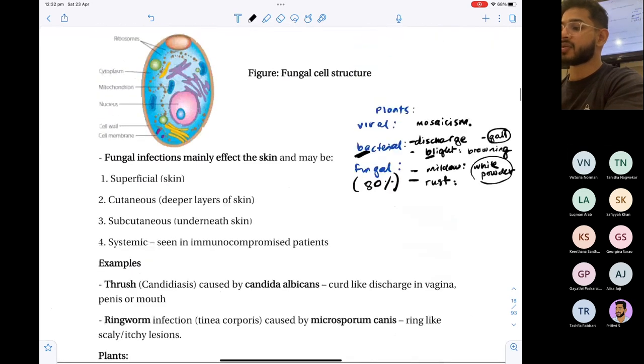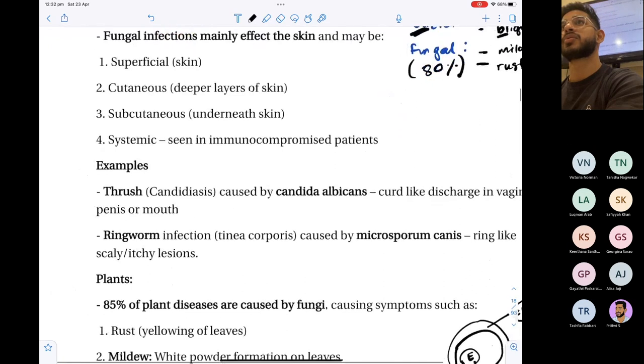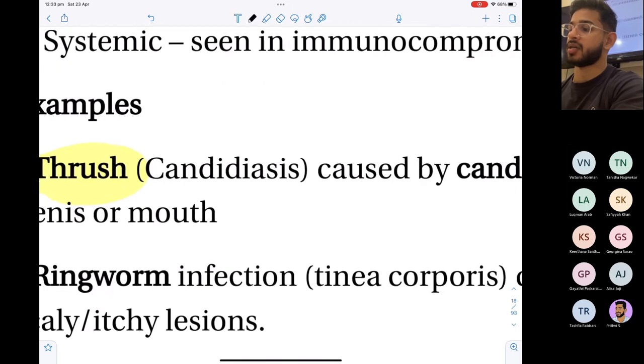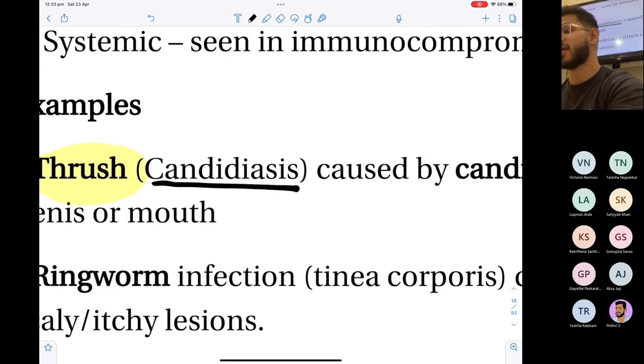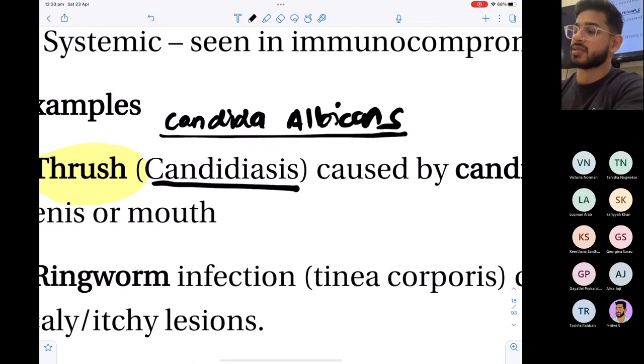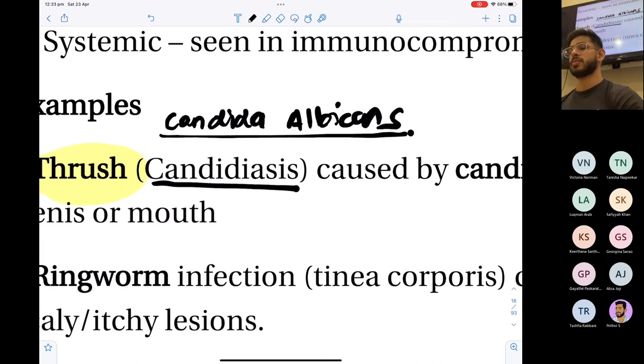You should know examples of fungal diseases. Does anyone know any examples? This is one you should know. Thrush. It's a very interesting one. The formal name for thrush is candidiasis, and it's caused by a fungi known as Candida albicans. You don't need to know the name of these organisms. You can go home and search it up if you want to. It looks really nasty. If you've seen cottage cheese, that's how we describe it. It looks like a cottage cheese discharge.